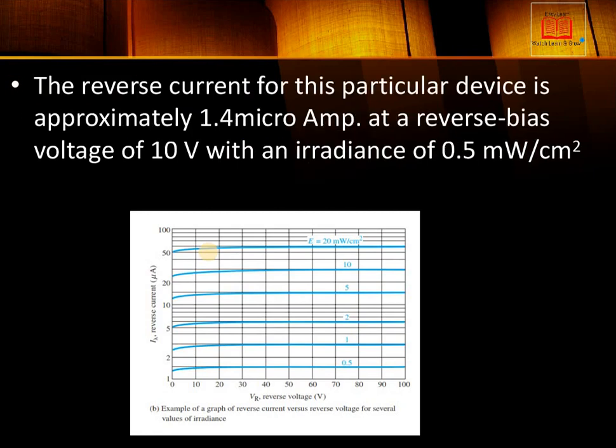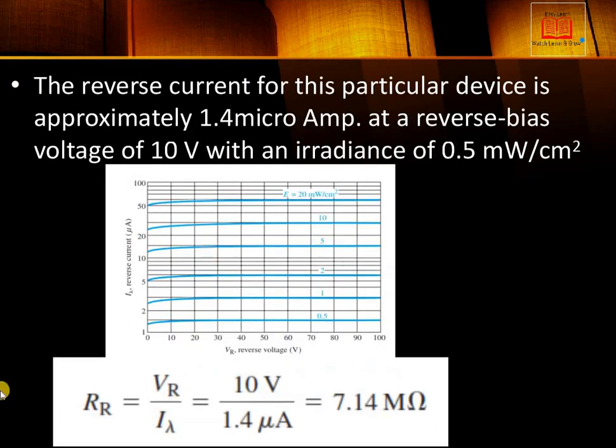And I will also try to calculate here. You can see that we can calculate the resistance of these curves. For example, here at 10 volt, the first curve, from Ohm's law, R is equal to V over I lambda. Here 10 volt divided by 1.4 microampere. When the irradiance is 0.5, its resistance is 7.14 megaohm.